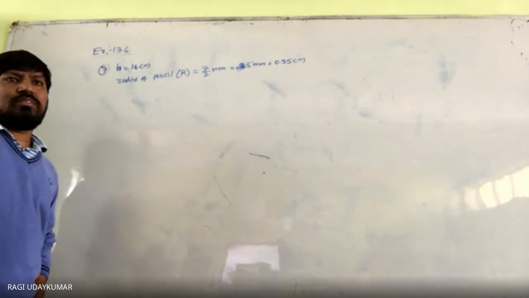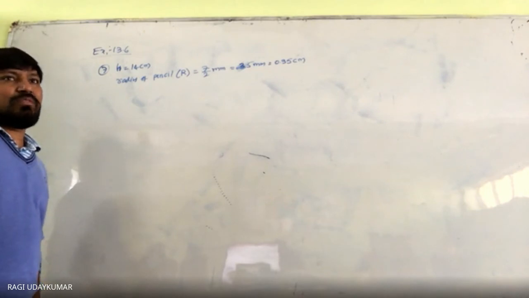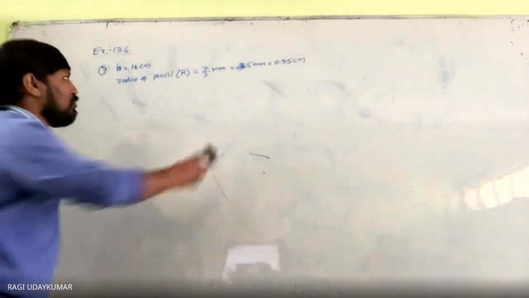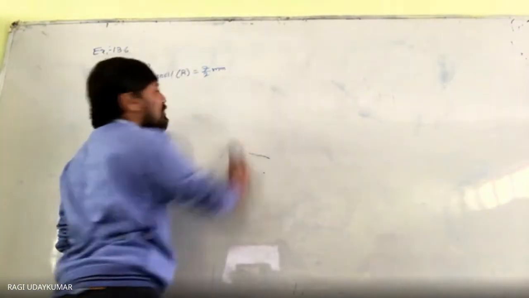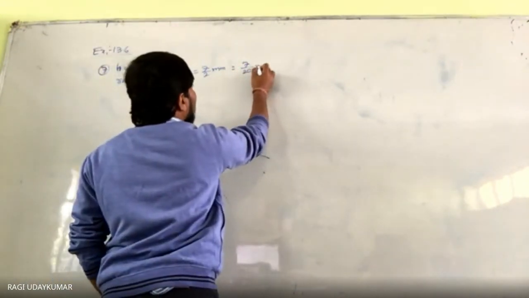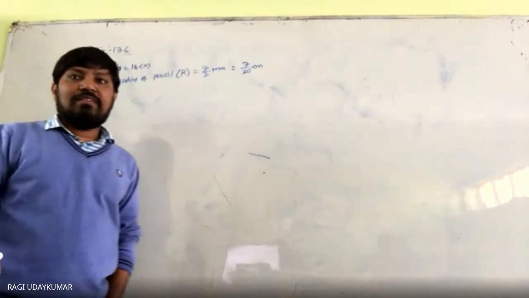It's not a problem. Keep 7 by 2 as it is, then 7 by 2 by 10, which is 7 by 20 centimeters. You can keep it like that also. This is the radius.